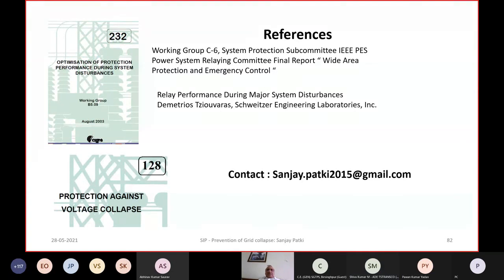But one point which I would like to emphasize is many times, especially on 220 kV circuits, we are still retaining phase overload relays.